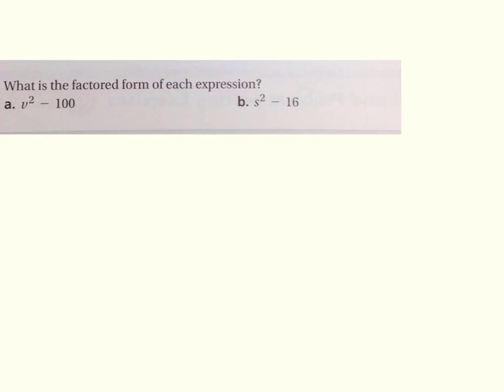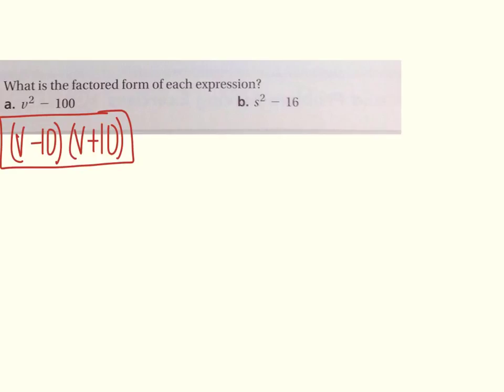So let's do another example. First, you need to notice it's a perfect square minus a perfect square, so that's a difference of two squares. So you're going to do two sets of parentheses. Square root of the front minus the square root of the back, square root of the front plus the square root of the back. And that's all. You're done.